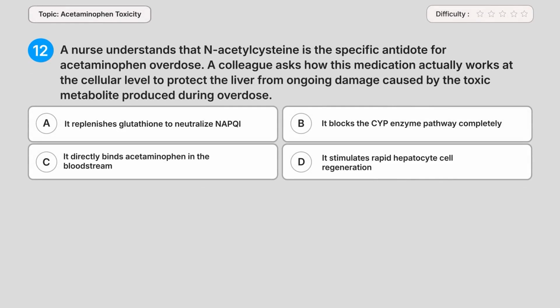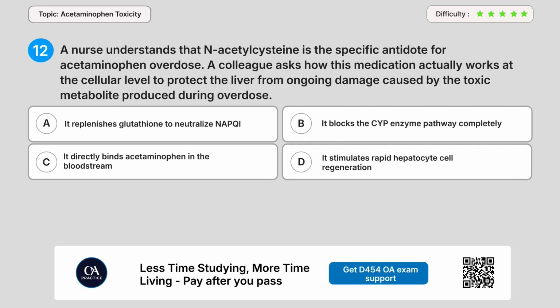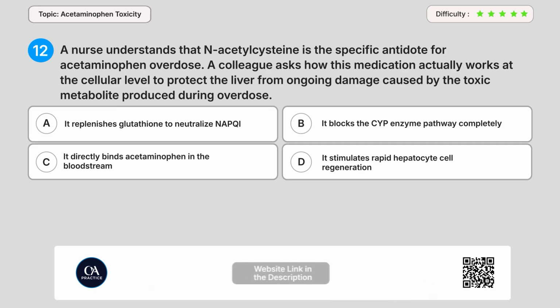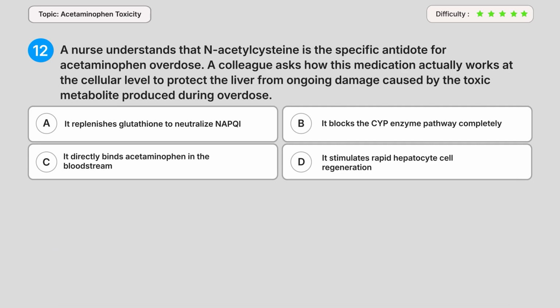12. A nurse understands that N-acetylcysteine is the specific antidote for acetaminophen overdose. A colleague asks how this medication actually works at the cellular level to protect the liver from ongoing damage caused by the toxic metabolite produced during overdose.